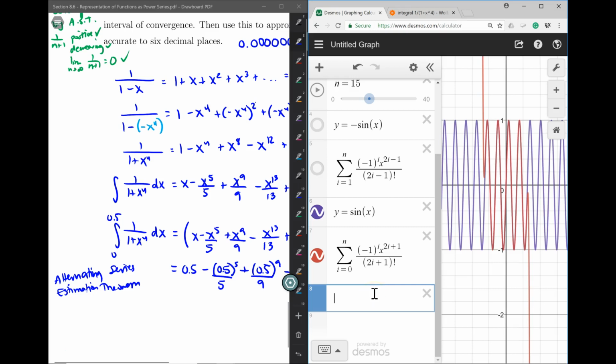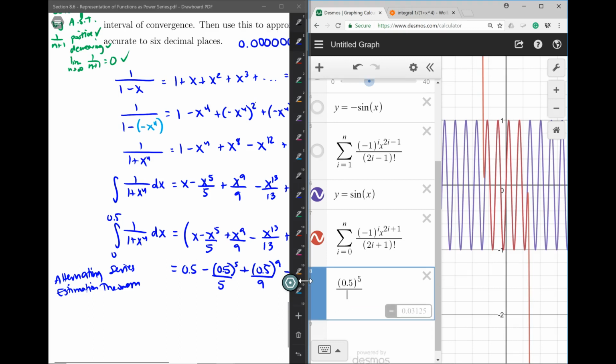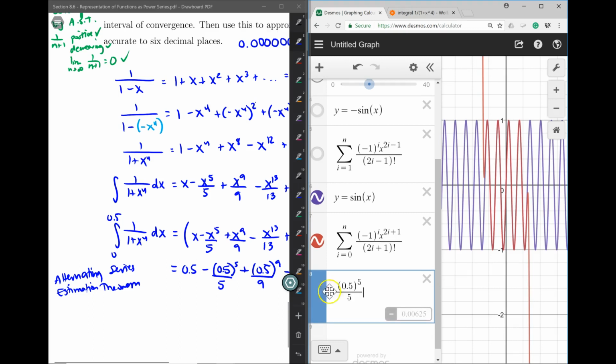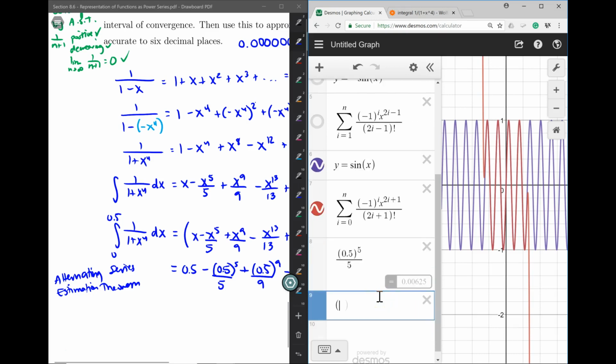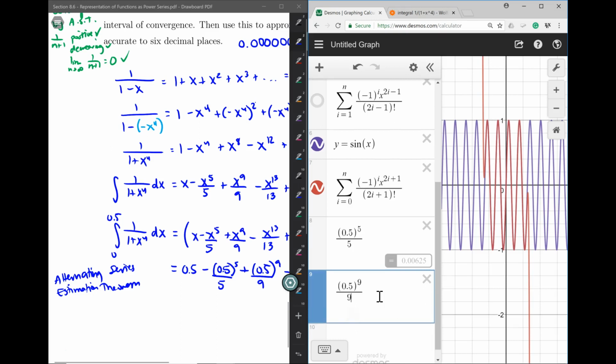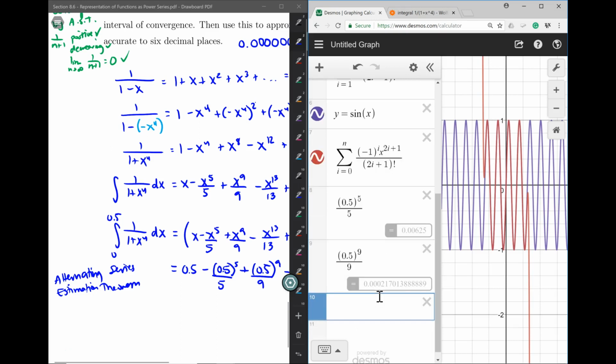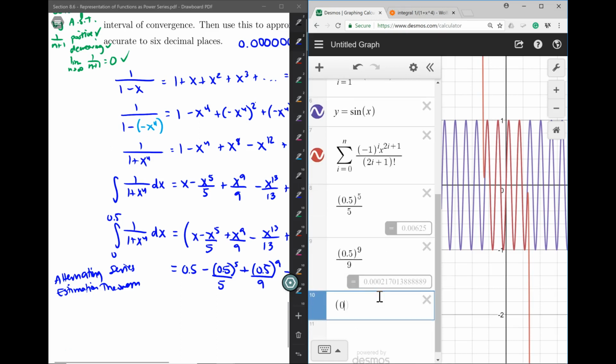Okay, so if I look at 0.5, clearly 0.5 is not going to be good enough. But if I look at the next term, 0.5 to the 5th divided by 5, what I have is 0.00625. And so that's not, I'm looking for it to be smaller than that, 0.6 zeros and then a 1. So now we'll do 0.5 to the 9th divided by 9. Nope, not quite. I think we need to go another one.